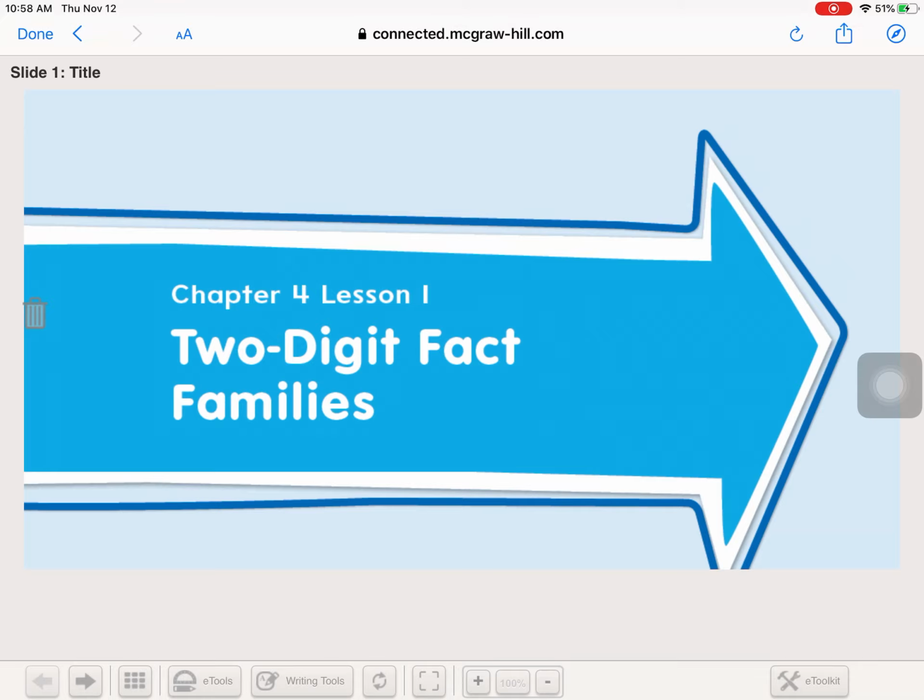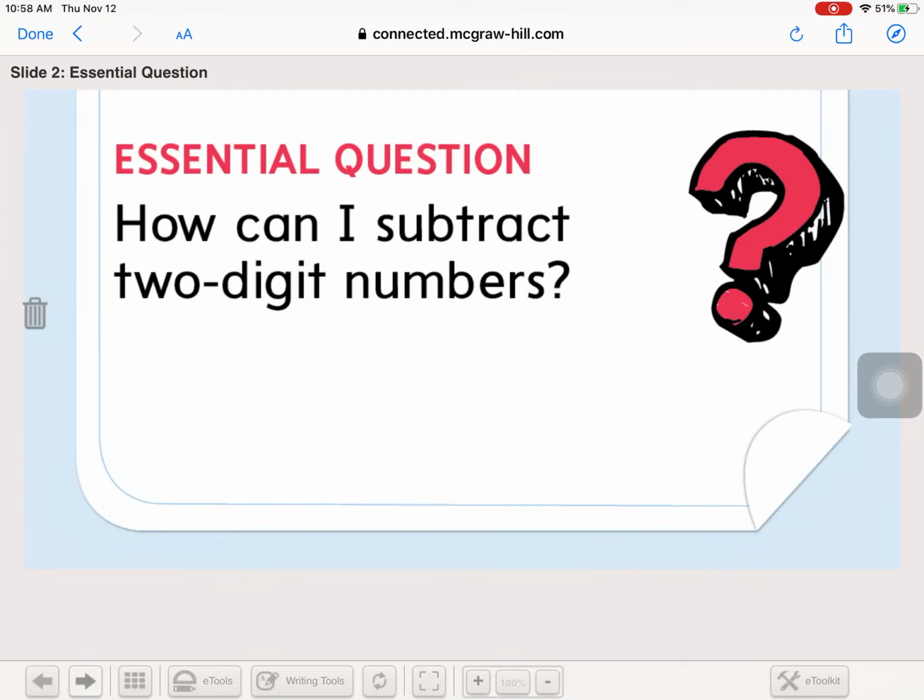Hi friends, today we're in chapter 4 doing our first lesson, which is on two-digit fact families. Fact families should sound familiar to you because we've talked about them already this year. Remember, these are facts that are related, like 2 plus 3 equals 5, 5 minus 3 equals 2, where we use all the same numbers. Well, in this case, we're doing two-digit fact families, which means that it's the same concept, just our numbers are going to be a bit larger. So our essential question for our new chapter is, how can I subtract two-digit numbers?